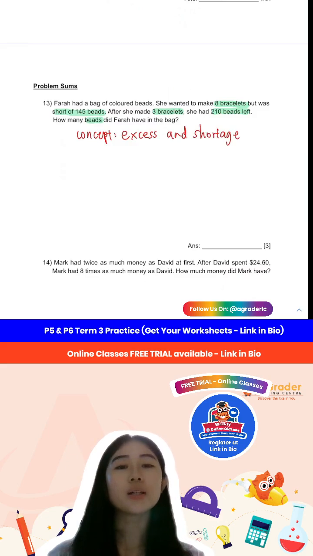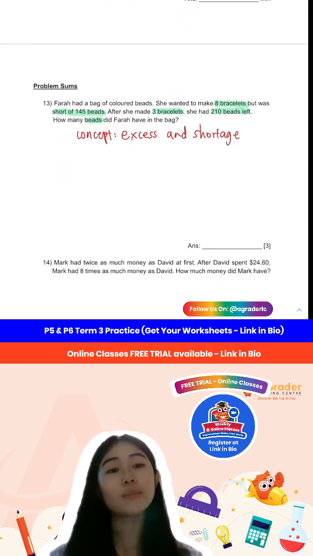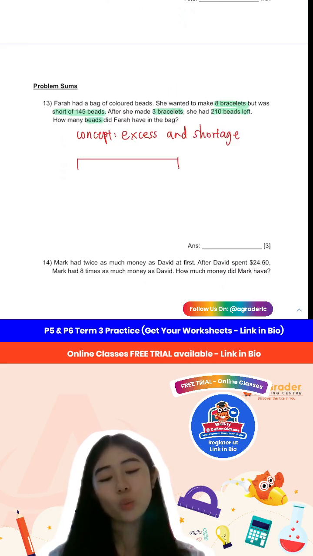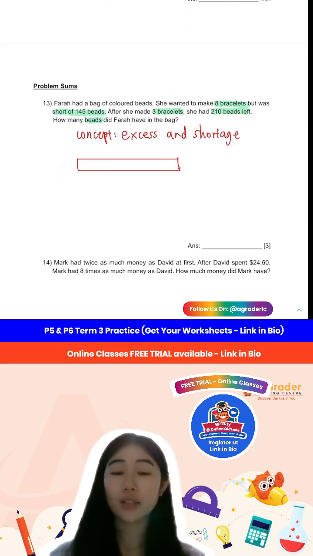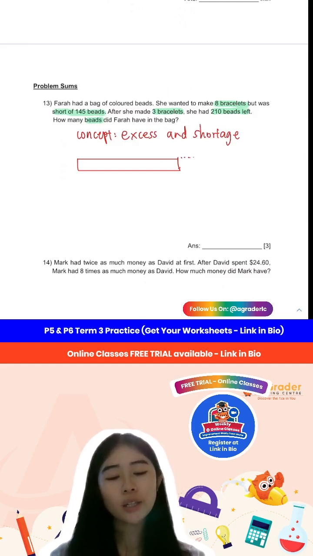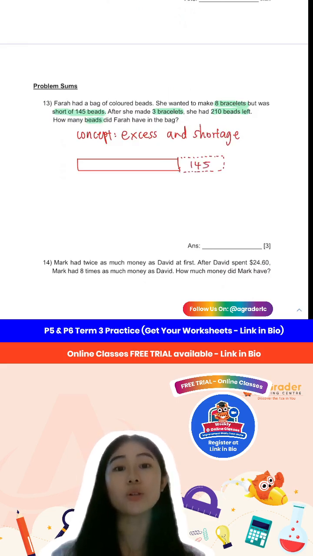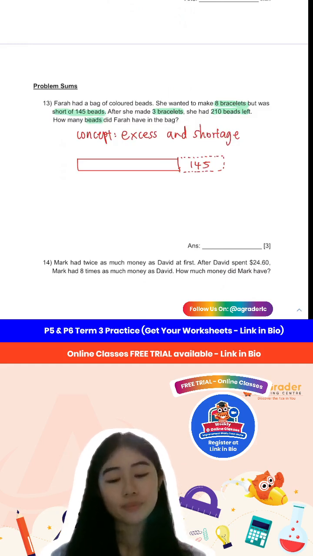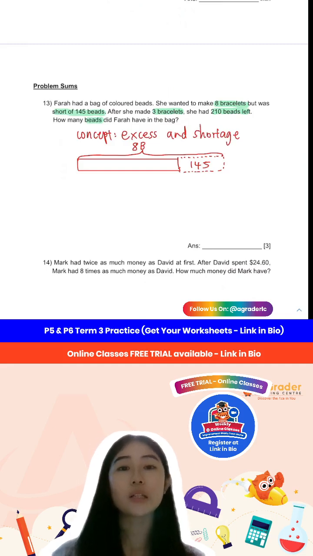Okay, so I'm going to write down the concept, excess and shortage. Usually for this, I like to draw a model so you can see better. Over here, this model represents what Farah has. It's the beads that Farah has. Now, if Farah is trying to make 8 bracelets, then she doesn't have enough beads, right? So it means that she actually needs some more beads. She needs 145 more beads, which you can add to the model using a dotted line. So the dotted line represents what she doesn't have enough of. So this is when she tries to make 8 bracelets.